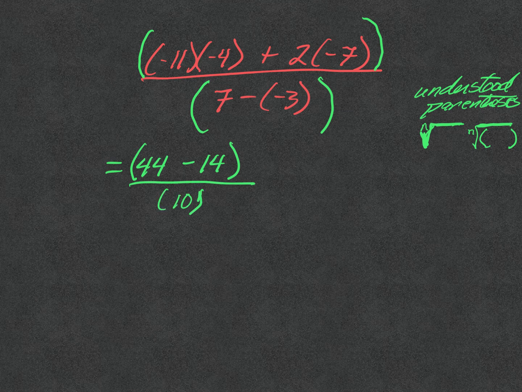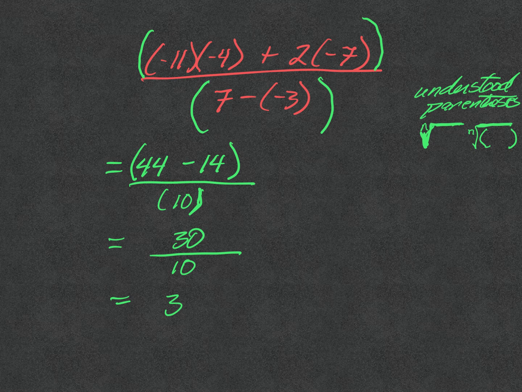Okay? Now, since I have a single number in the denominator, I am done with the denominator. And I move to the numerator. 44 minus 14 is 30. And that gives me 3. Okay? 30 divided by 10. And now I'm done. Now notice, within the parentheses, I follow the order of operations. And then when I'm done, now I've still got a division to do.